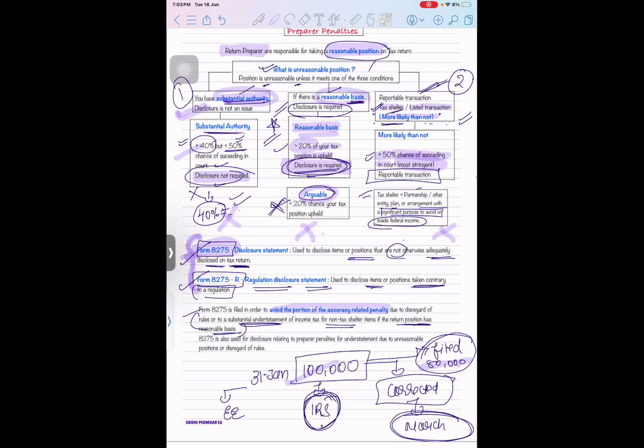substantial underreporting penalty. Now, is this topic clear to everyone? This is the major part from where 2 to 3 questions will be there in the exam. Okay. Yes, any questions?